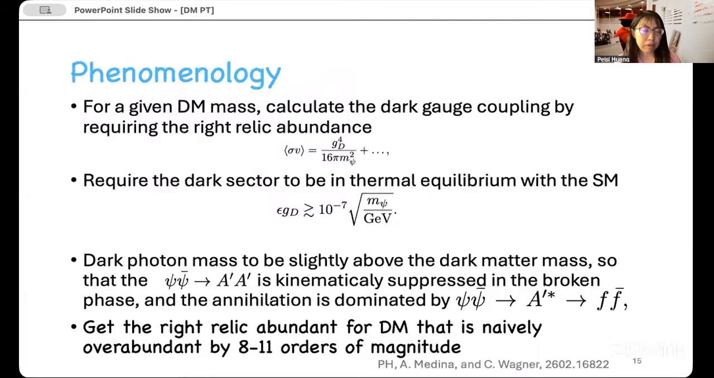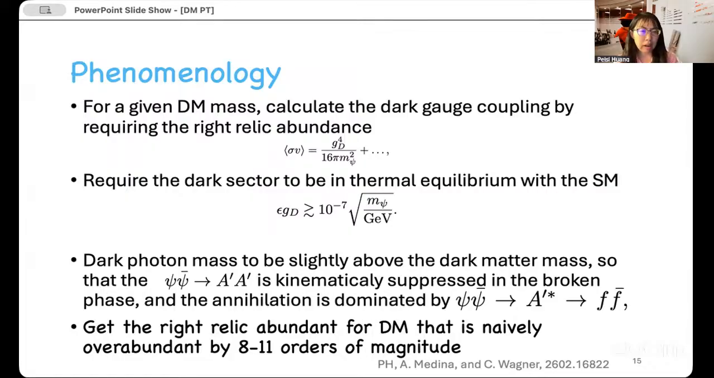So now let's talk about phenomenology. For a given dark matter mass, we can calculate the dark gauge coupling by requiring the right relic abundance. And then some other constraints come from requiring the dark sector to be in thermal equilibrium with the standard model particles, and that sets a lower bound on the kinetic mixing for a given mass of dark matter.